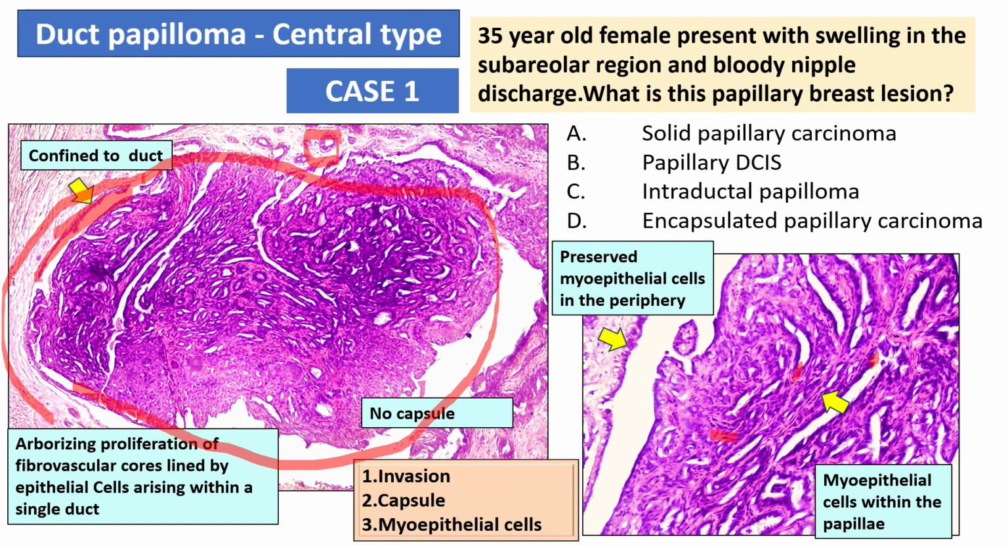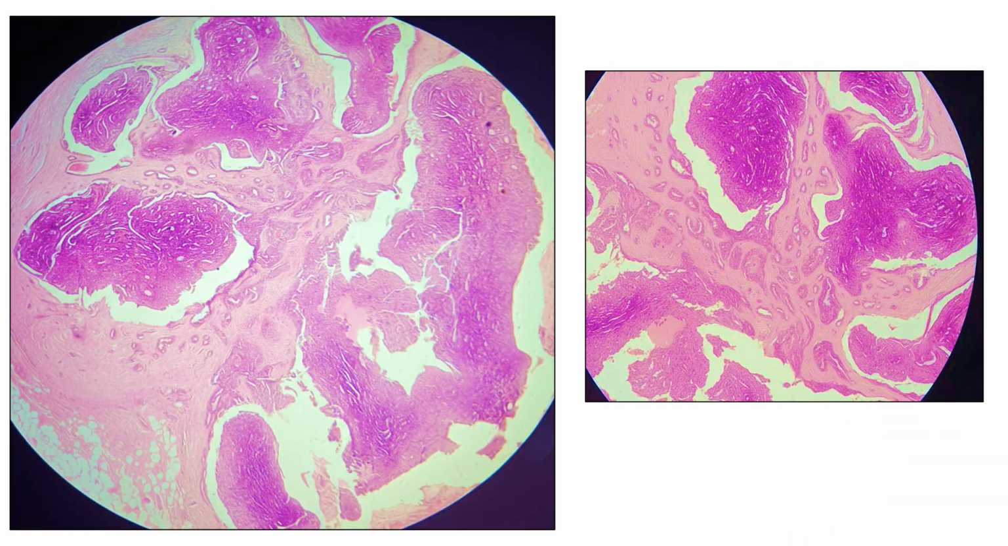So now the final diagnosis is ductal papilloma, central type. In the previous slide which we have seen, there was papillary proliferation only in a single duct. That's why it is central type. But now here you are able to see multiple ducts are involved. Okay, so this is one duct, this is another duct, this is another duct, this one is another duct.